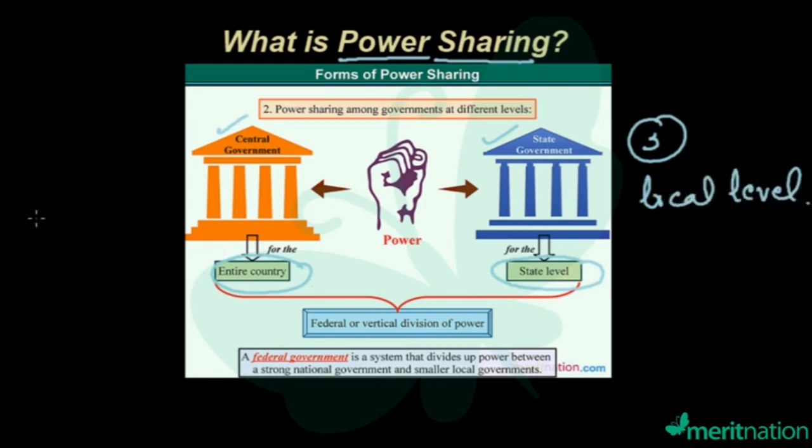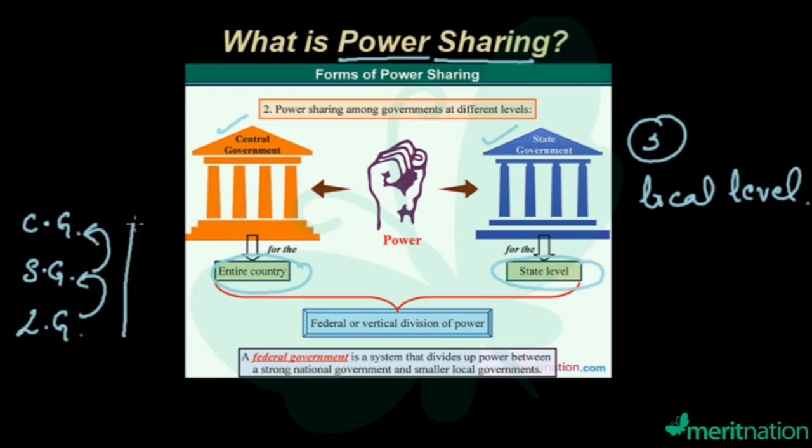So we have the central government, the state government, and the local government. So there is a hierarchy as compared to the model of the school, right? And since it is in a vertical direction from the lower point to the upper point, it is known as a vertical division of power. So this model is basically the vertical division of power.